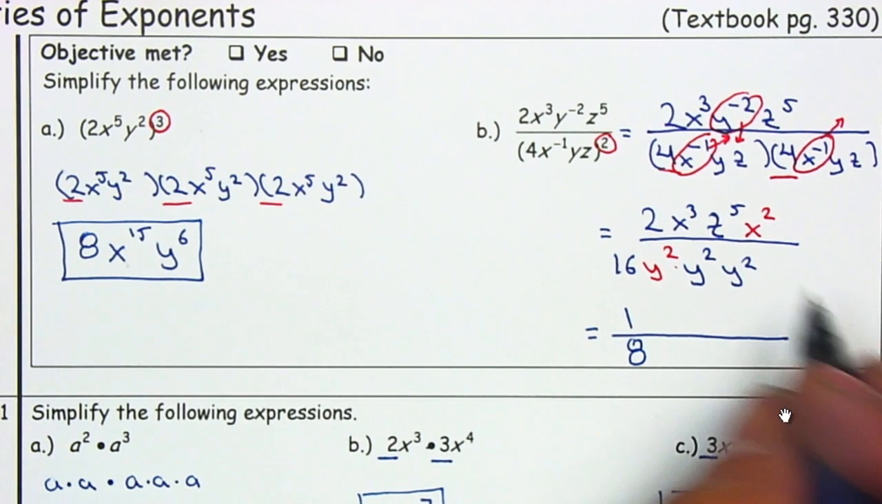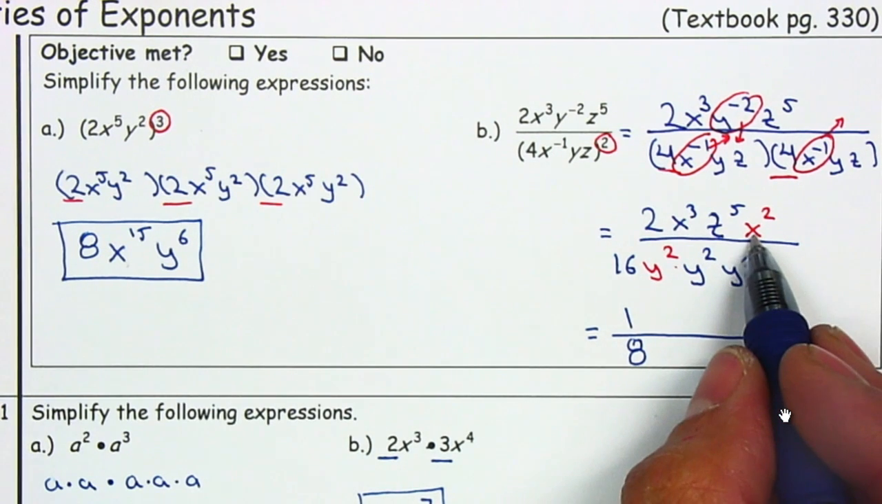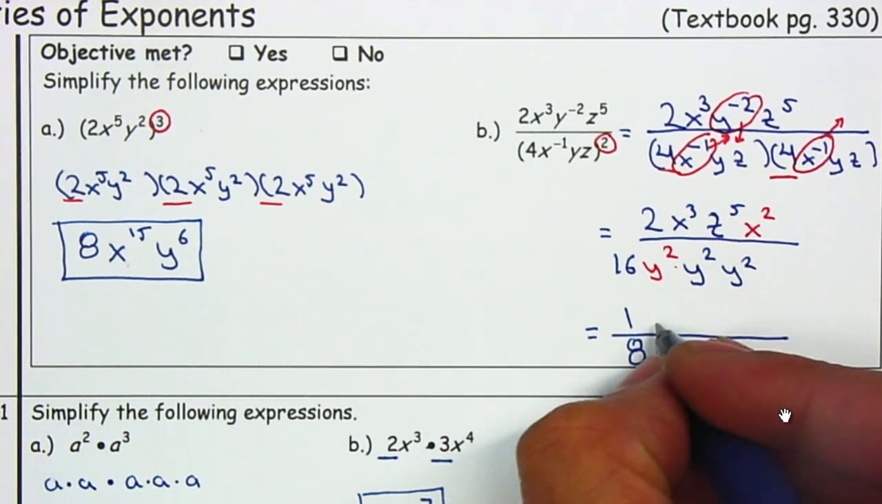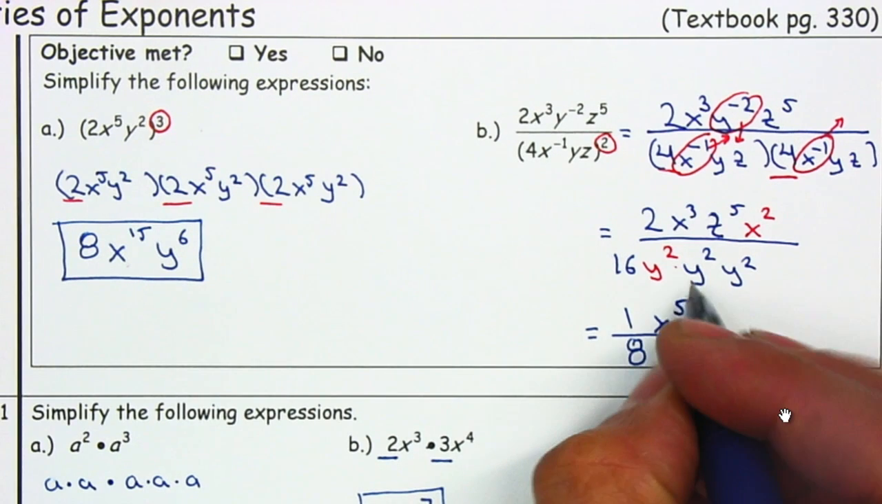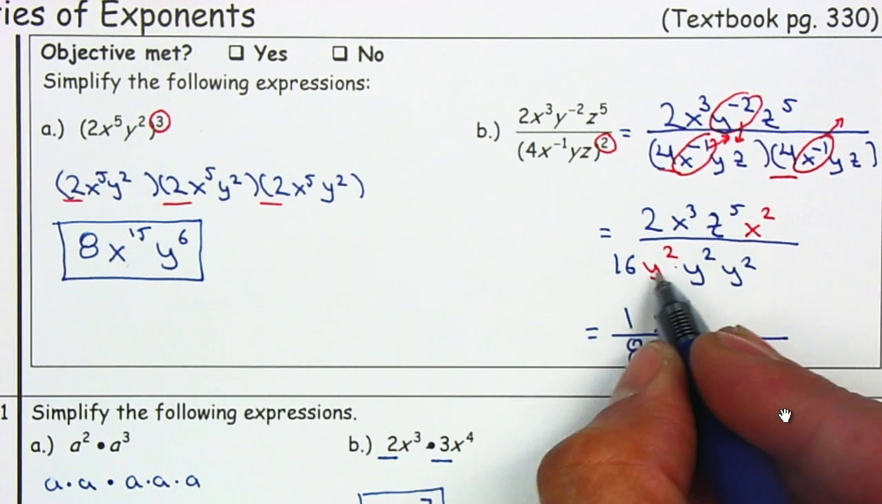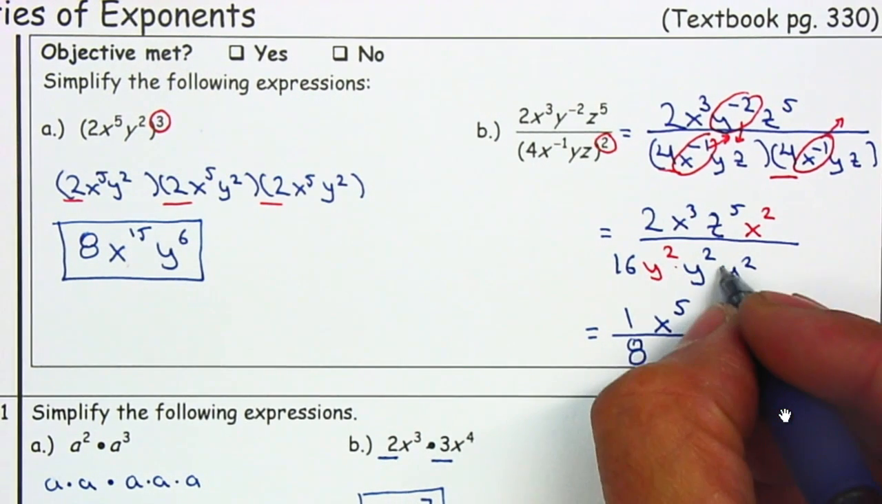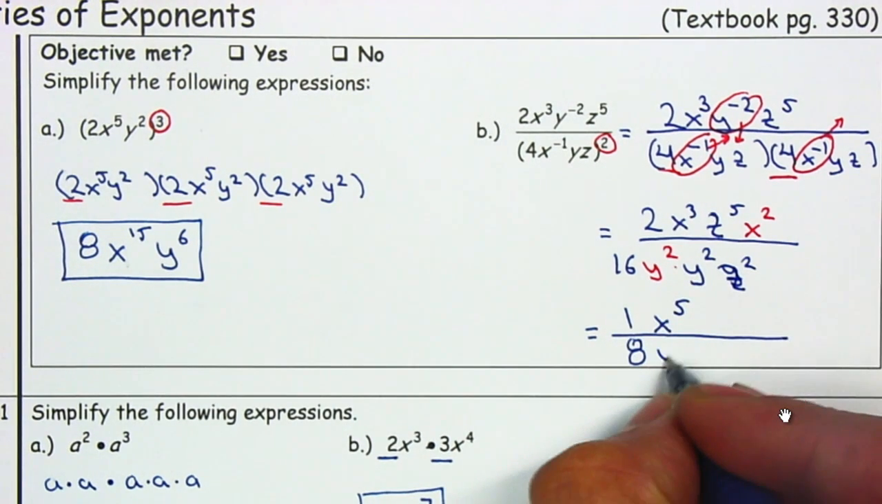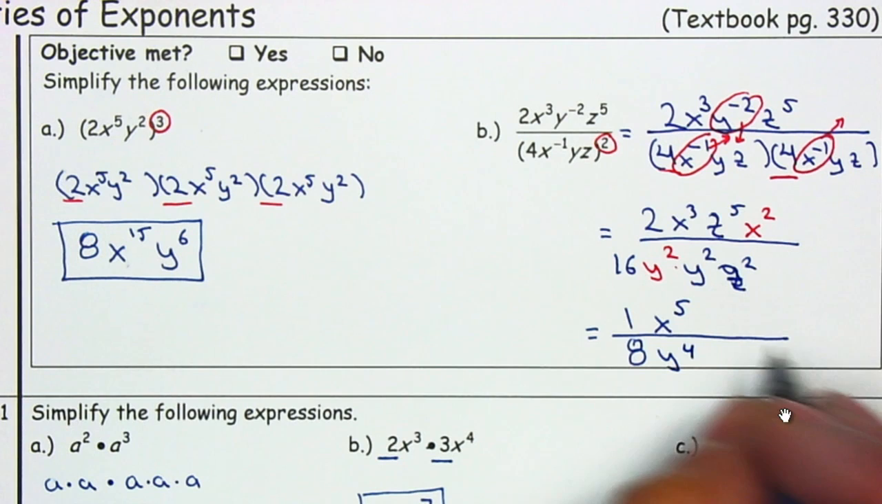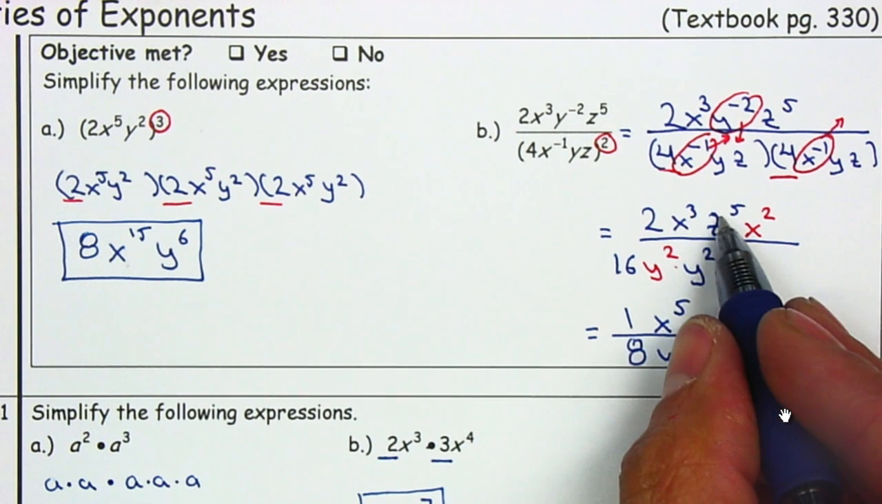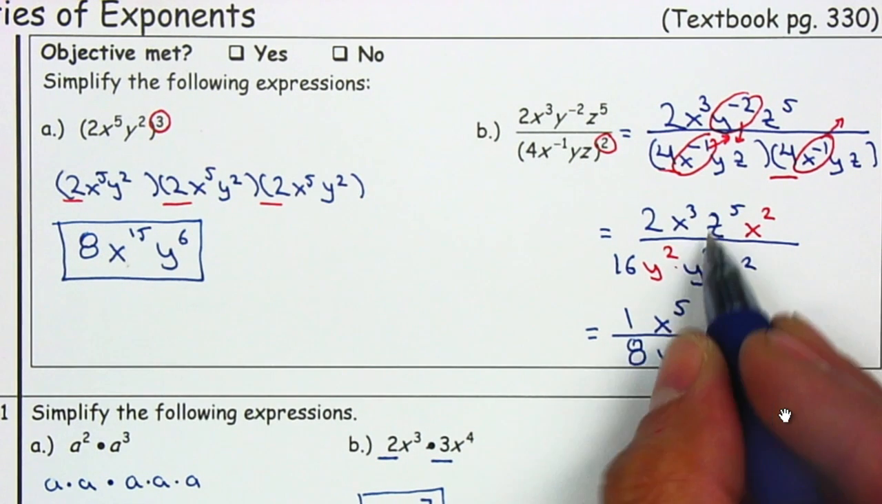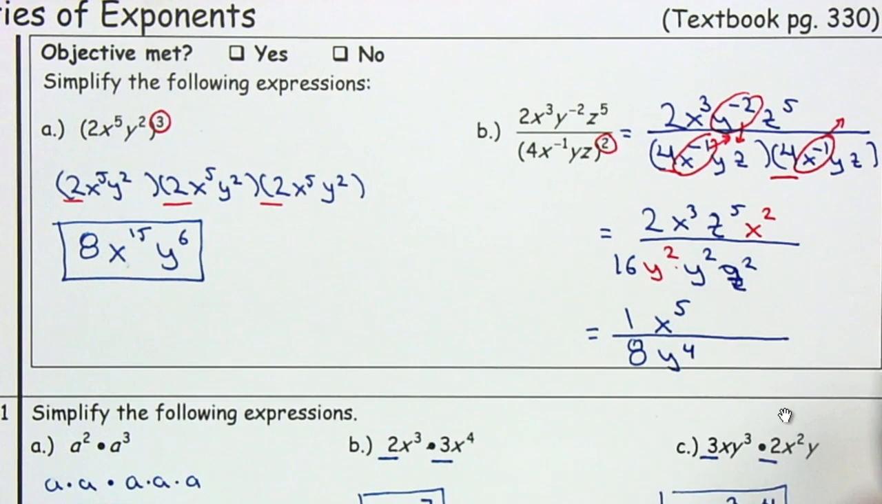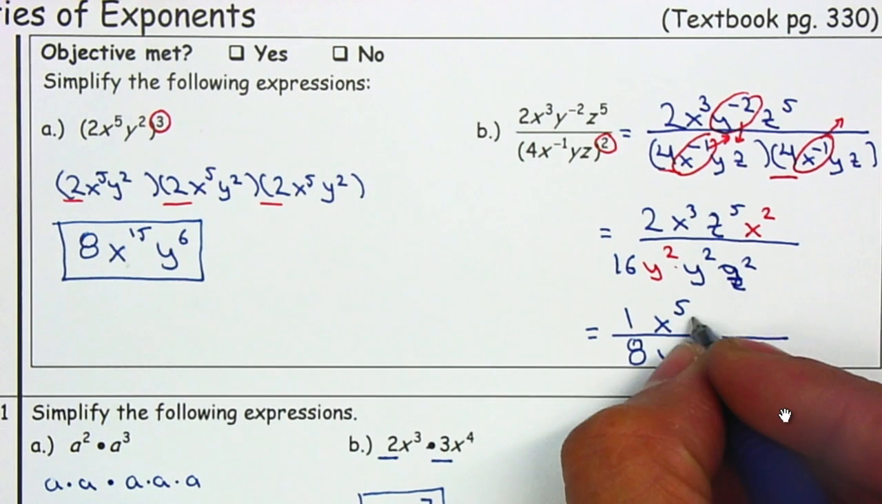Now let's concentrate on the x's first. 5 x's on top, nothing on the bottom. Y's, I have nothing on top, I just have 2, 4, and yes, this should be a z. So 2 and 2 will be a total of 4. And z's, 5 on top, 2 on the bottom. How many cancel? 2 of them. How many are left over? 3.